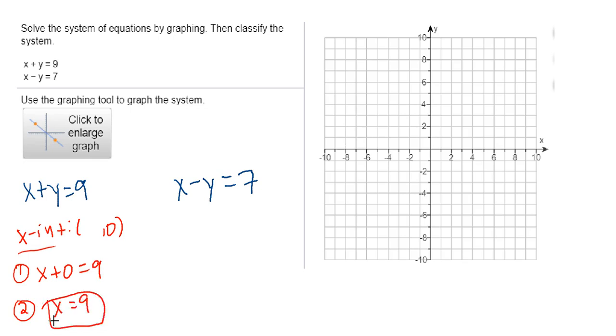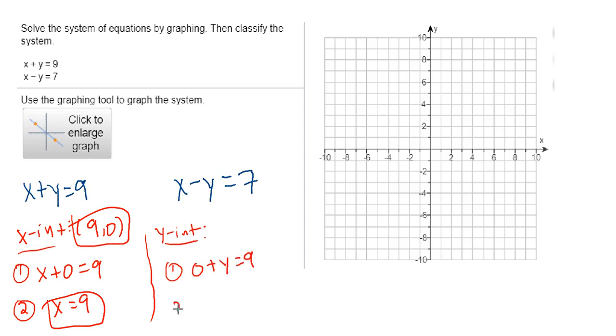Hopefully I didn't say that wrong earlier. To find the x-intercept, you plug in 0 for y, and then you solve for x, and we get x is equal to 9 this time. So we get the point 9 comma 0. That's one point, but we need two points to graph a line. So we also need to find the y-intercept. To find the y-intercept, you plug in 0 for x, and then you solve for y.